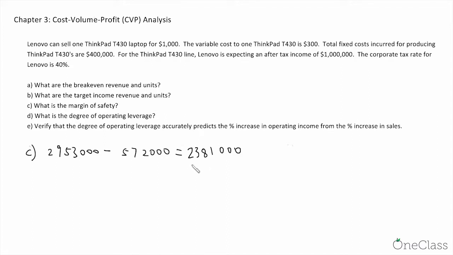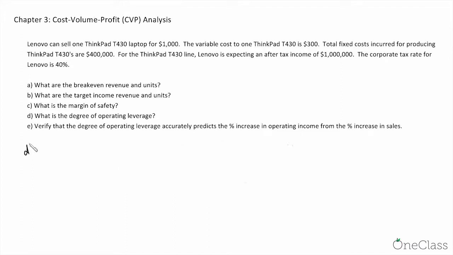so this is the absolute amount in the margin of safety. The percentage amount is this. Margin of safety in absolute amount divided by expected total revenue. This equals roughly 80.63%.